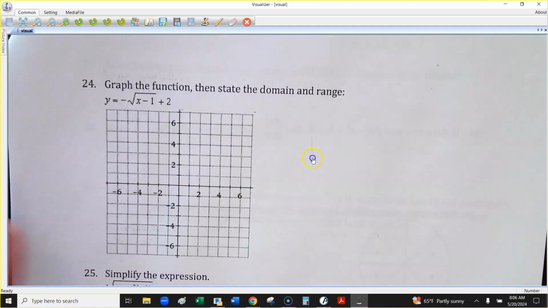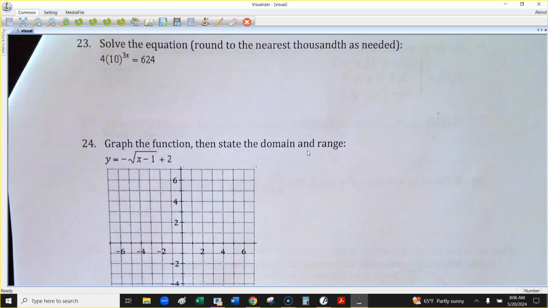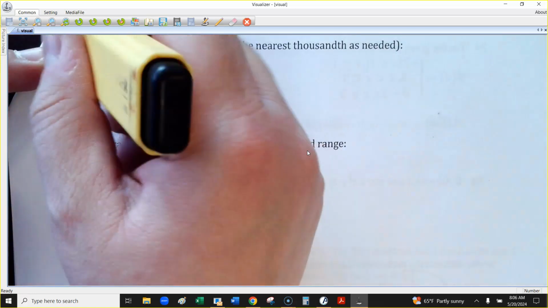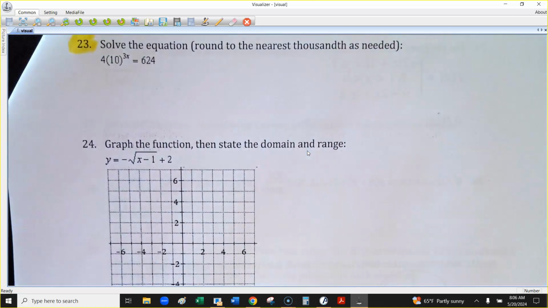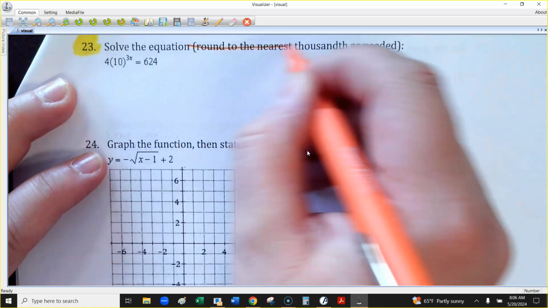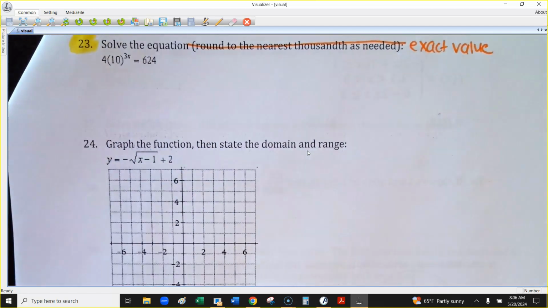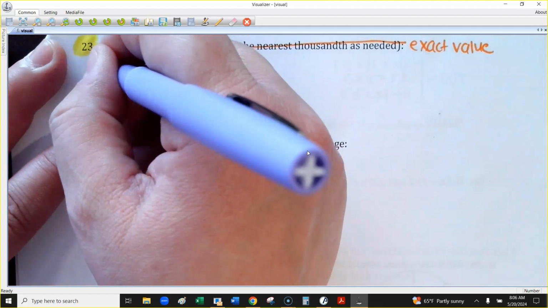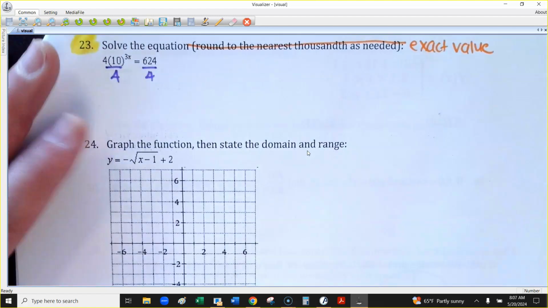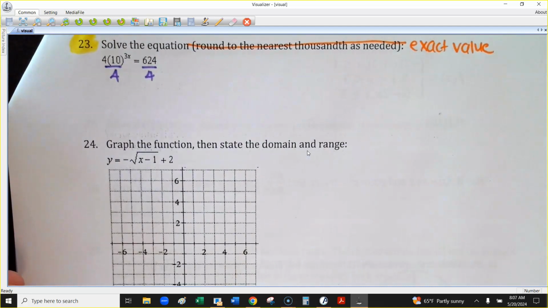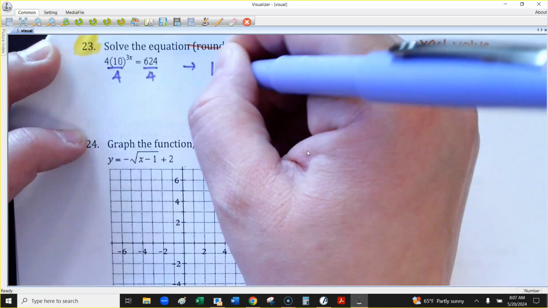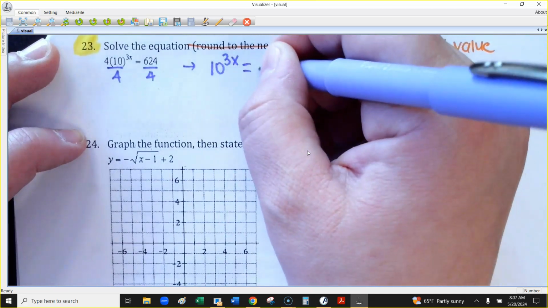Now I want you to pay special attention to this question here. The way the answer is written for this problem is an exact value. I know it says round to the nearest thousandth, but I'm going to say exact value. I want you to know how this is written on the actual test. First thing, do not multiply the 4 and 10 together, all right? In your order of operations, you have to do that exponent first, and you can't. So you actually want to divide by 4 as your first step. I'm just taking 624 divided by 4. You're going to get 10 to the 3x power equals 156.